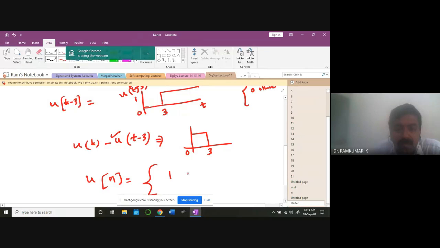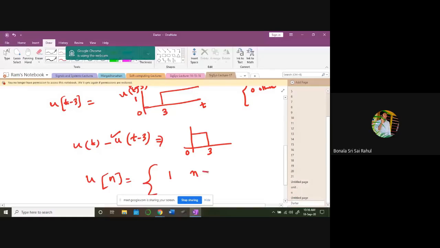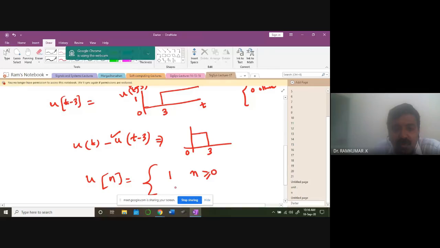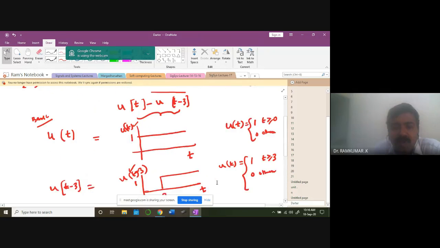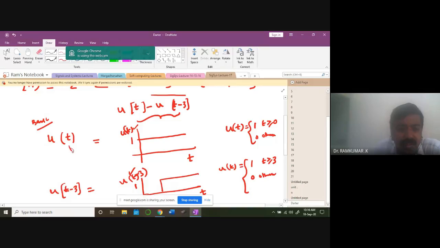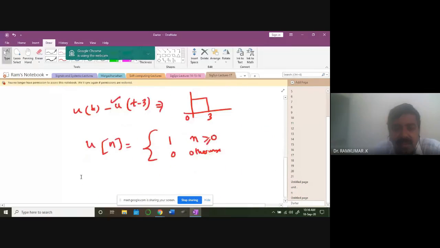What is u of n? Anybody from the class? How do you define the signal u of n? It will be equal to 1 when n is greater than or equal to 0, otherwise 0. In the same manner, however you have defined u of t, the same manner you are going to define u of n. Okay, so how does this signal look?